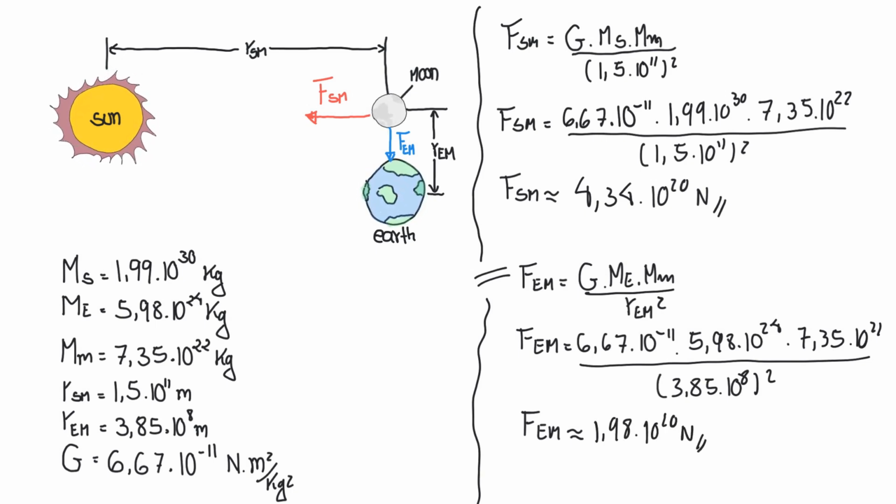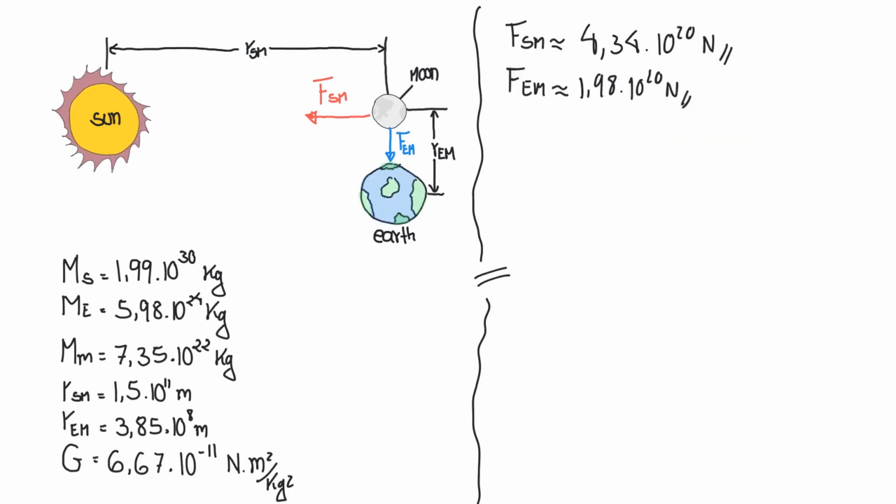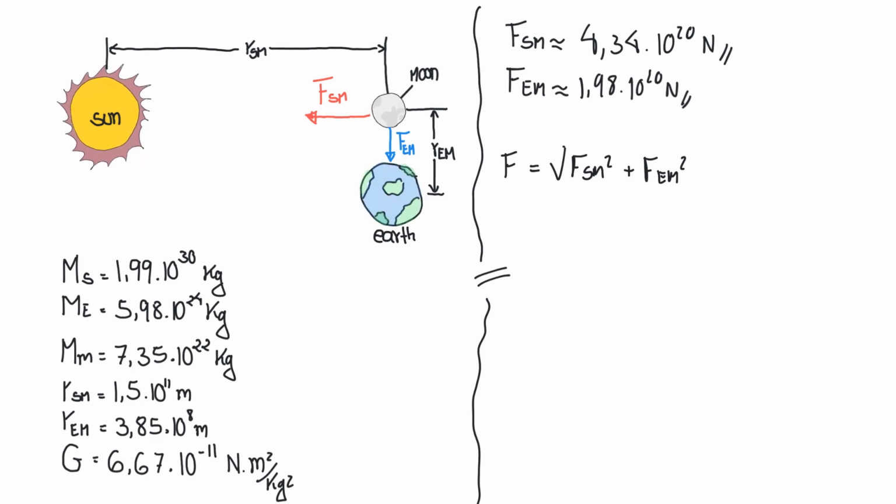Now let me organize the board to finish the question. Okay, now to finish the question, we must calculate the magnitude of the resulting gravitational force on the moon. That resulting gravitational force results from the addition of Fsm and Fem. Note that we are adding vectors, so we have to use the Pythagorean theorem to get the magnitude of the resulting force. So the resulting force, which I will call F, is equal to the square root of Fsm squared plus Fem squared. Why is that?